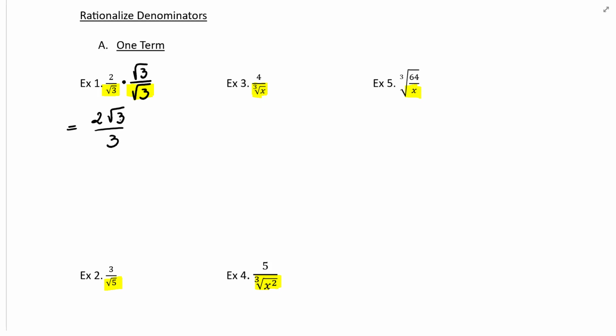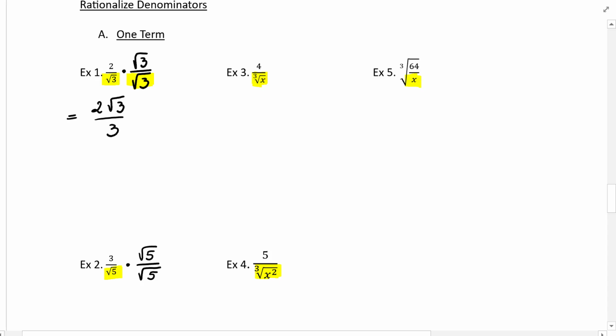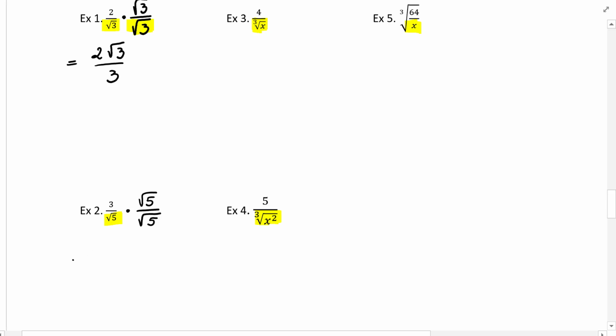So now looking at example 2, we have 3 over square root of 5. So what should we multiply by to get rid of the radical at the denominator? We multiply by square root of 5, because square root of 5 times square root of 5 is just 5. And the numerator is 3 square root of 5. So again, no more radical at the denominator.